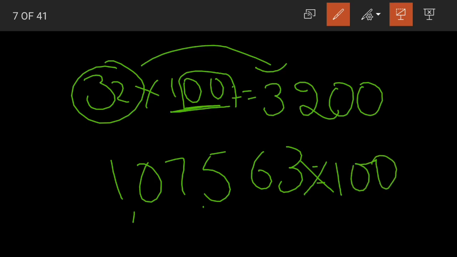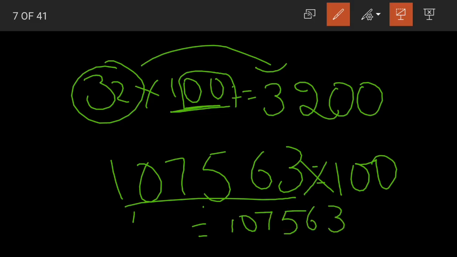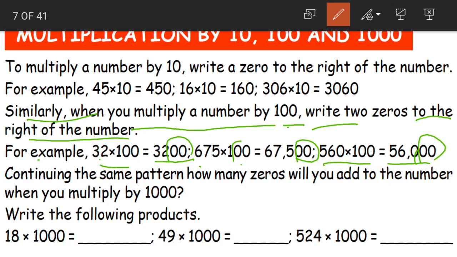107,563 into 100 is equal to, again write the number as it is, 107,563. After that place 2 zeros. 100 is having 2 zeros, so place those 2 zeros to the right of the number. Clear children? Multiplying with 100.